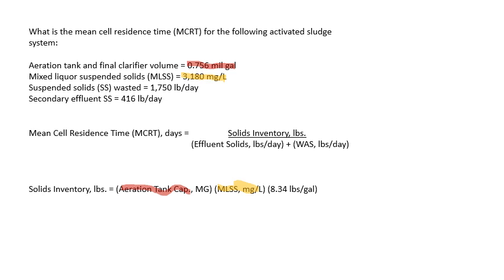Your effluent solids pounds per day. So they already gave you that, 416 pounds per day. So that's going to get plugged into the bottom of your formula. And your WAS pounds per day, your suspended solids wasted, is 1,750 pounds per day. So we're going to plug that in right here. We'll do that on the next slide.